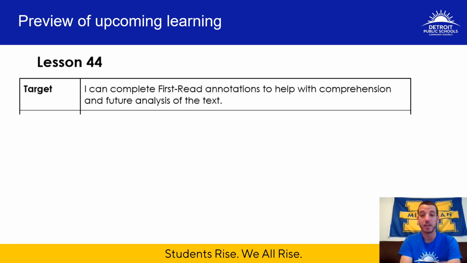Next week is our final week of lessons. It's week 10. And the first lesson of next week on Monday is lesson 44. The learning target is: I can complete first read annotations to help with comprehension and future analysis of the text. No surprise here. The first lesson of a new week is always a first read lesson. So we're going to engage in a first read of a brand new text.